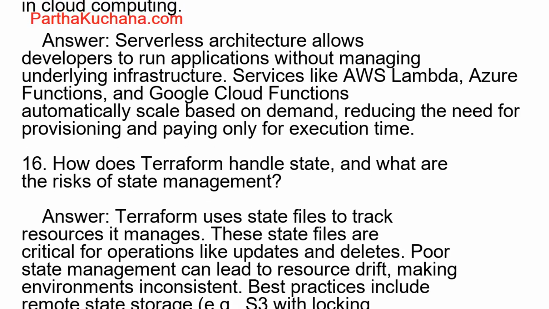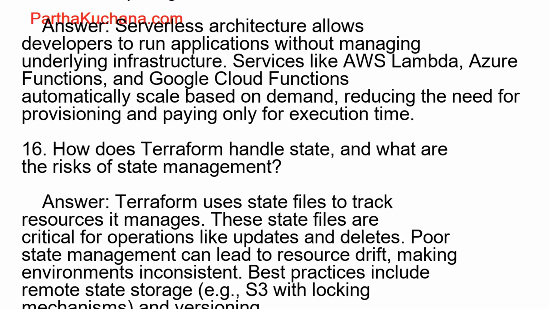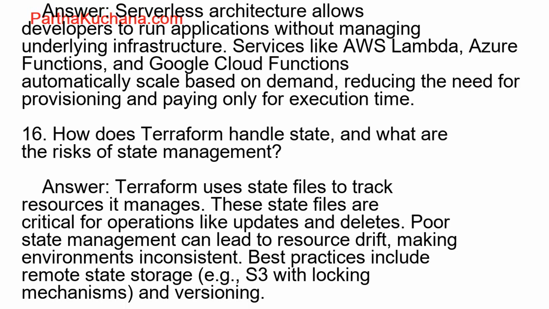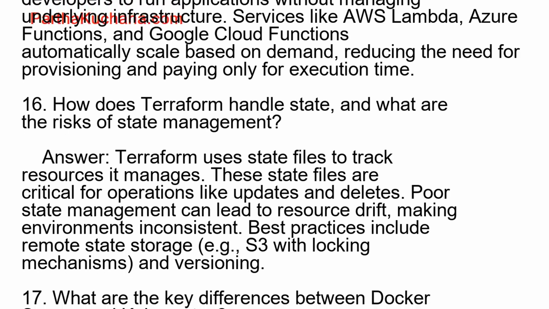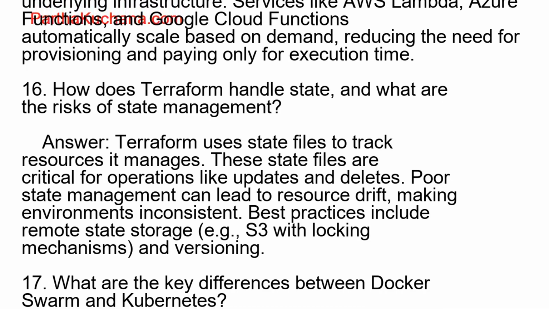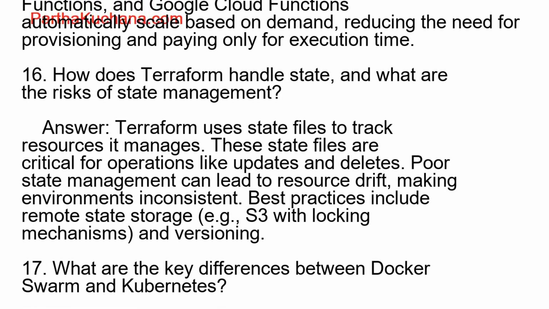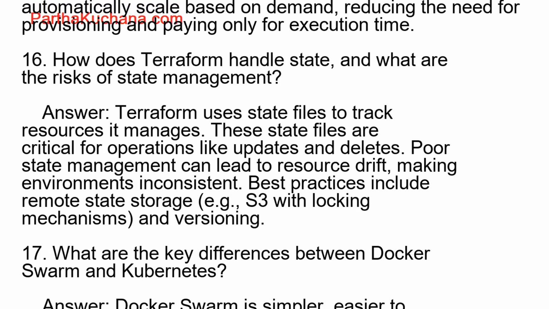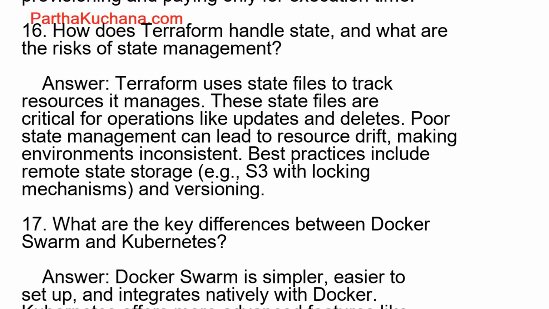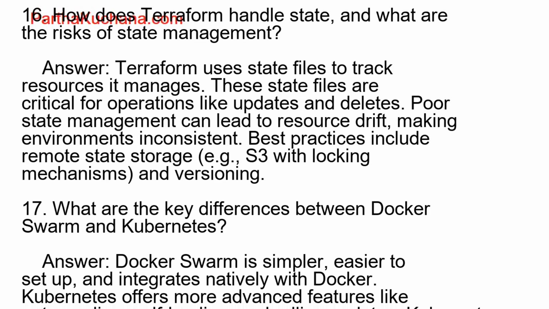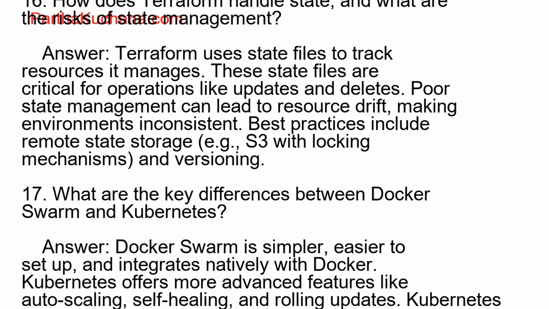What are the key differences between Docker Swarm and Kubernetes? Answer. Docker Swarm is simpler, easier to set up, and integrates natively with Docker. Kubernetes offers more advanced features like auto-scaling, self-healing, and rolling updates. Kubernetes also has a larger ecosystem and is better suited for complex, large-scale deployments.